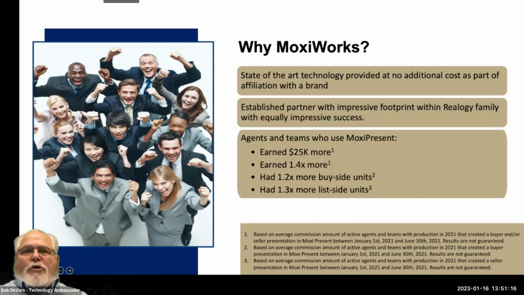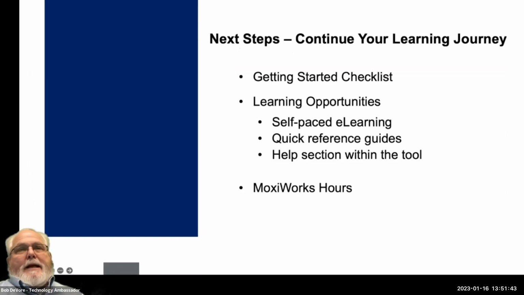Agents and teams who use MoxiPresent earn $25,000 more. They had 1.2 times more buy sides and 1.3 times more list sides. If there's anybody in my audience that doesn't want to make 25 grand more this year, let me know and I will be happy to service your clients and give you a 25% referral fee. I'm just saying.